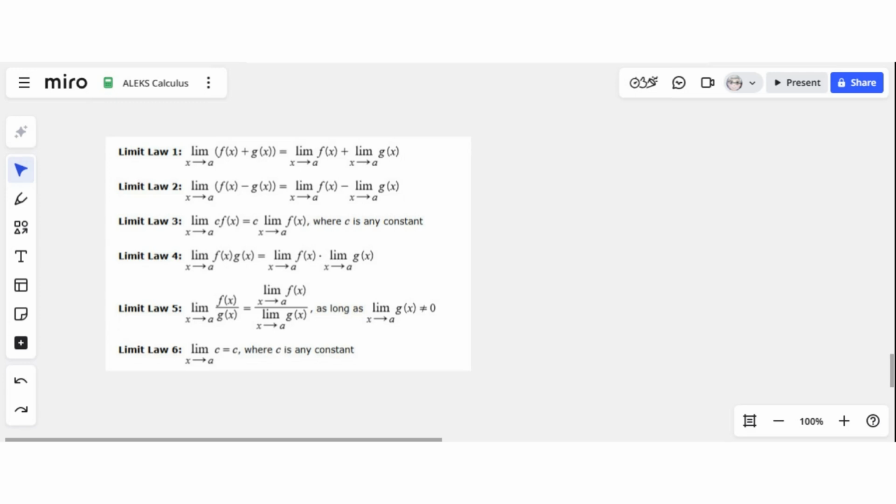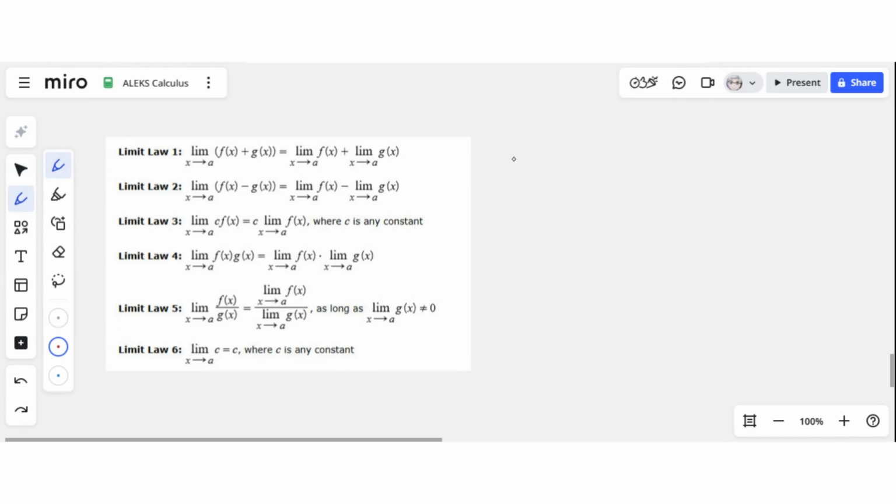Today we are talking about limit laws, and here they are. There are 6 of them, and this might all look a little bit complicated, but it's actually pretty simple. What this first limit law says basically is that if you add 2 functions together and you want to find the limit of that added together bunch of functions as it approaches some number, it's the same as the limit of the first function plus the limit of the second function.